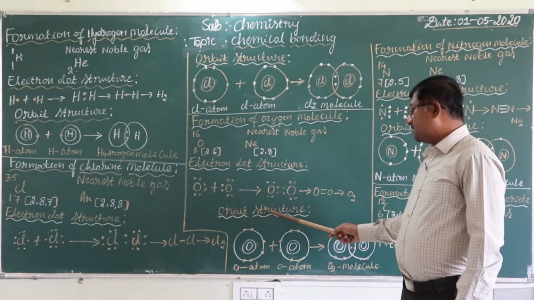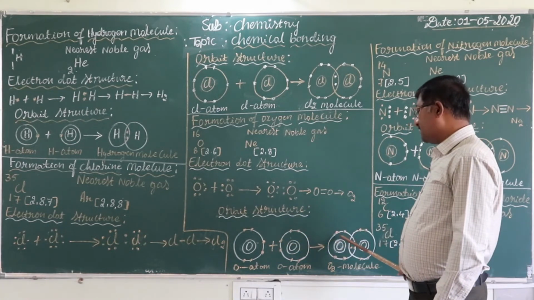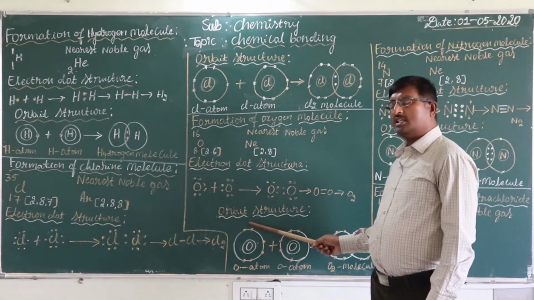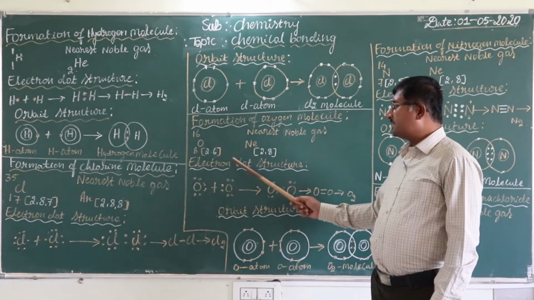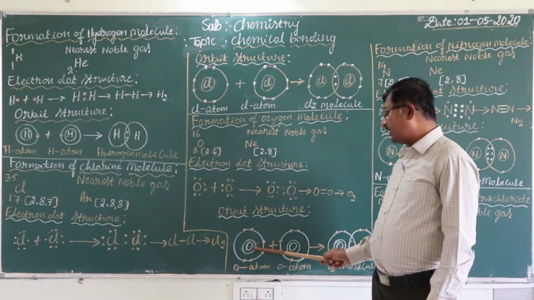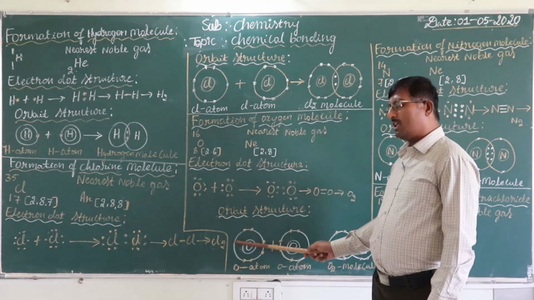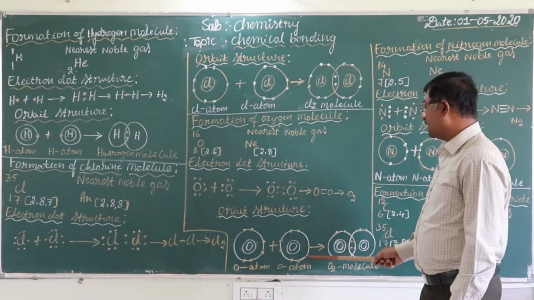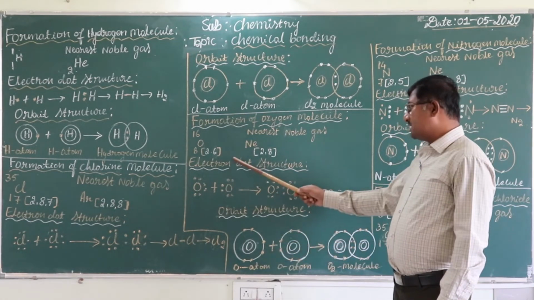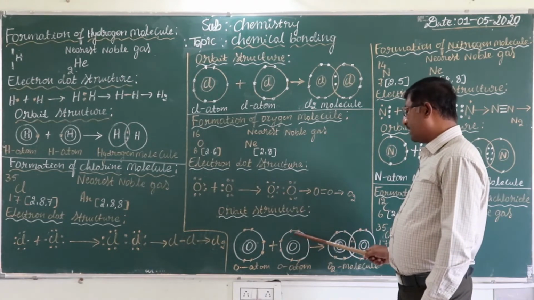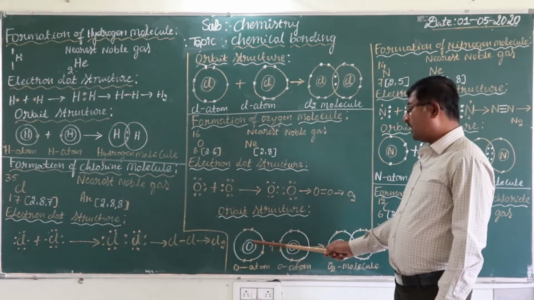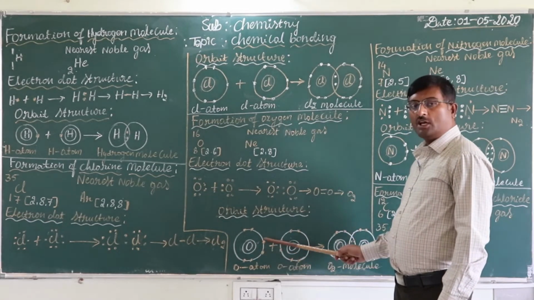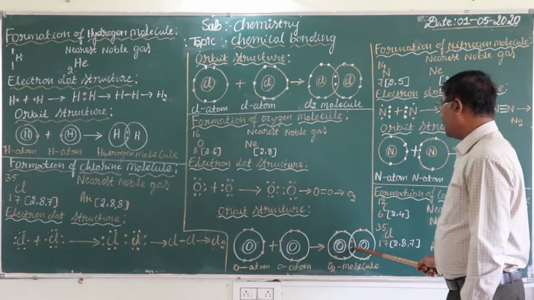Next we will go to the orbit structure of the formation of the oxygen molecule. This is the structure of the oxygen atom. While writing the structure of the oxygen atom, we write only the electrons present in the outermost orbit. In the outermost orbit 6 electrons are there, so I have written 6 electrons. Same for the other oxygen atom, outermost orbit 6 electrons, so I will write 6 electrons. This is before combination, two oxygen atoms before combination. This one is after the combination.